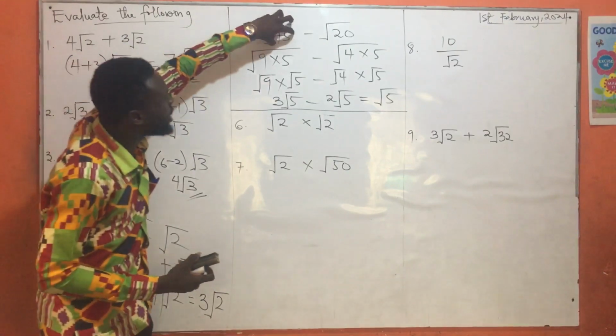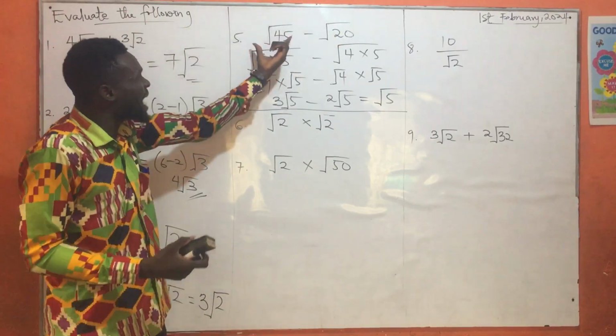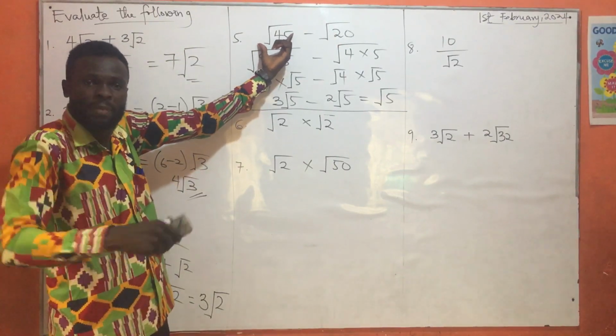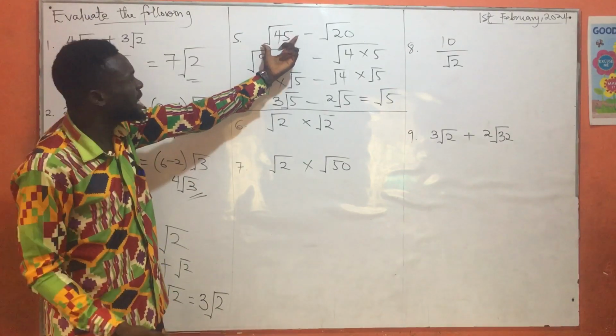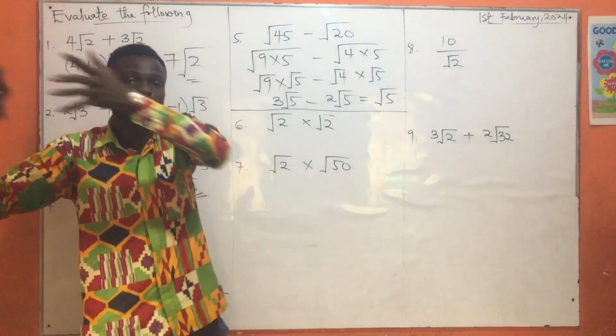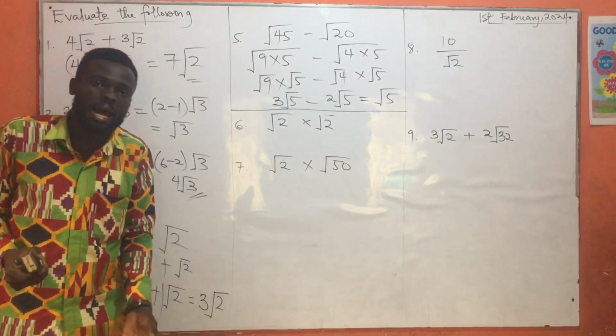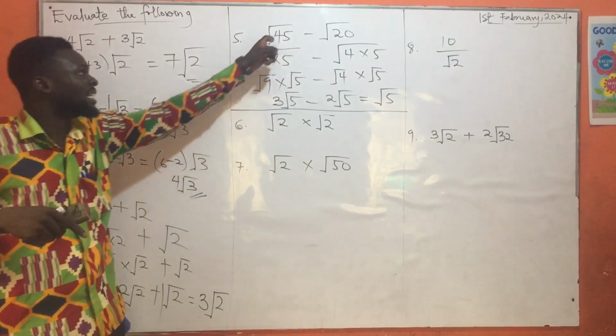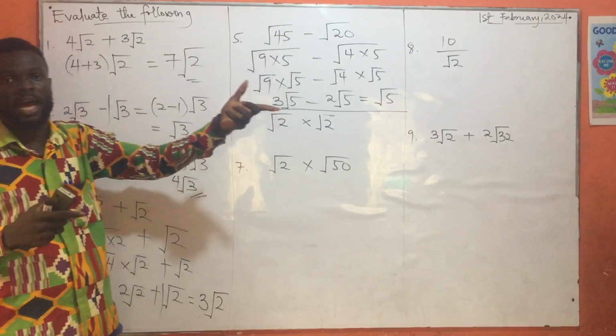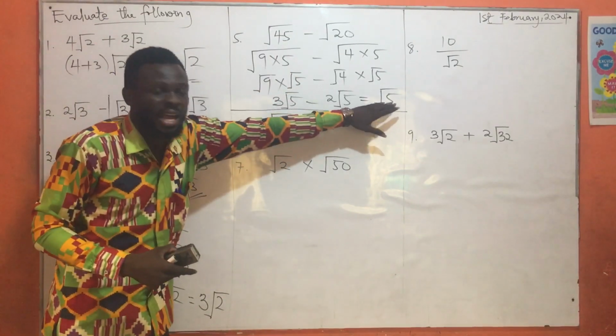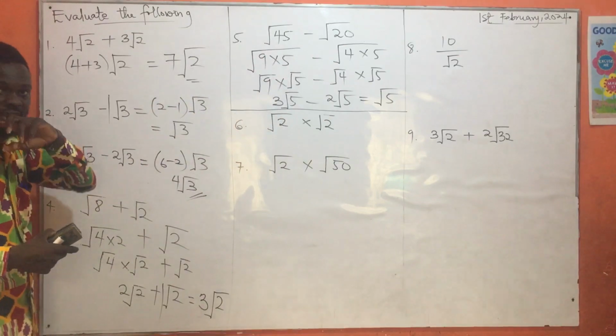Since I cannot perform the operation, I just have to change this one into a basic surd. Changing this into a basic surd, we have treated it in our previous lesson: to do that, you need a square number and a number that will give you the number in the square root when you multiply. So you are going to get surd 5 as your answer.